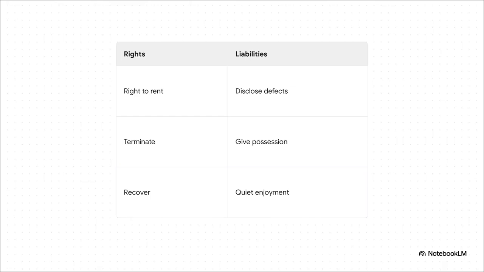Now for liabilities. 1. Disclosure of material defects. 2. Duty to give possession. 3. Ensure quiet enjoyment. By drawing this rigid framework on your exam script and contrasting the lessor's right to extract rent against their strict duty to disclose material defects, you show true academic rigor. It proves you genuinely understand the mutual reciprocal nature of property contracts.